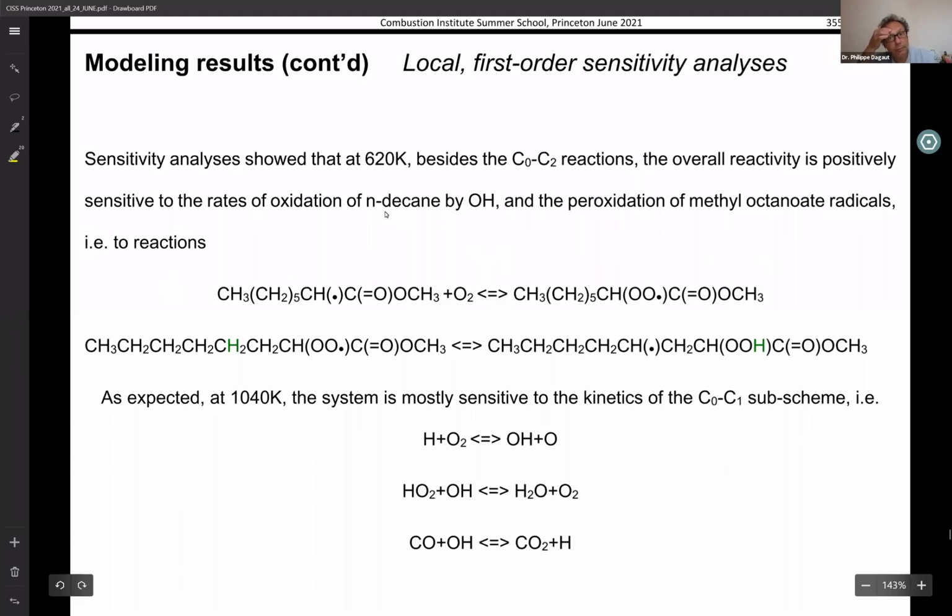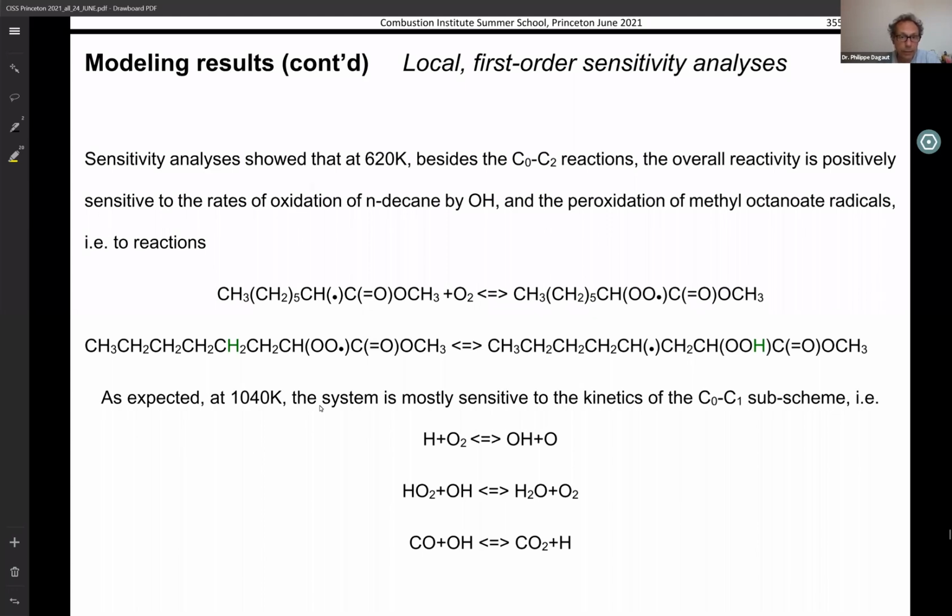If we look at the reactions which are important in the low temperature oxidation regime around 630 K, sensitivity analysis indicates that there are some reactions which are important, particularly this reaction here, which is the peroxidation of this radical coming from the methyl octanoate, and same story for this other radical here, which can transfer an H atom from this group to the peroxy group here.